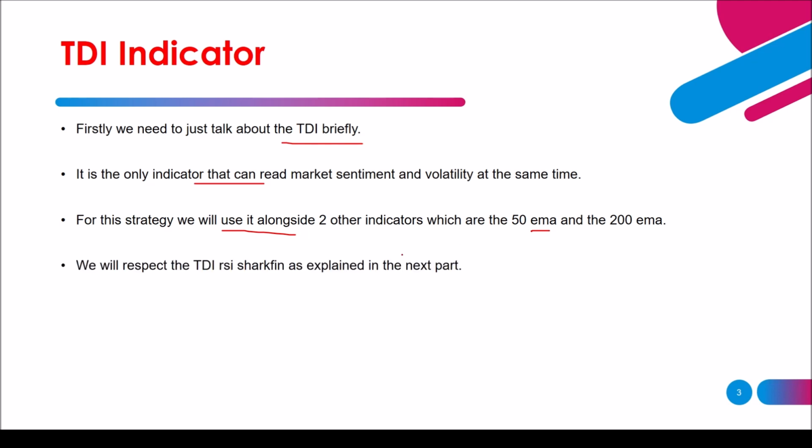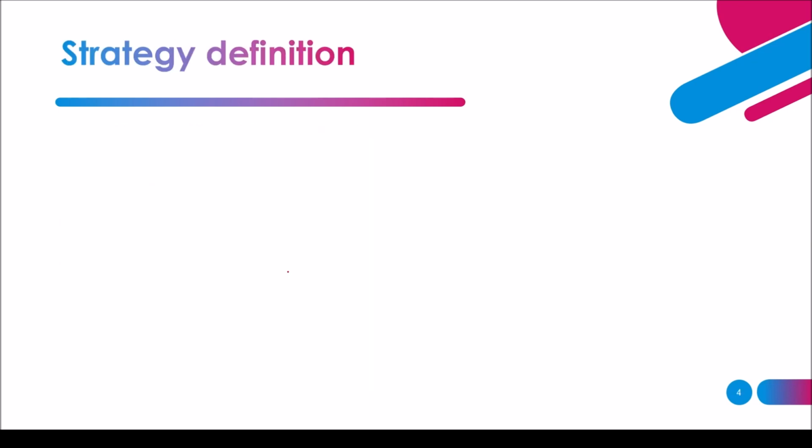So we will respect the TDI RSI shark fin. We know that the TDI is actually a combo of several indicators, and one of those indicators is the relative strength index. So basically what we are saying here is we respect what we call the shark fin of the relative strength index, as explained in the next part.